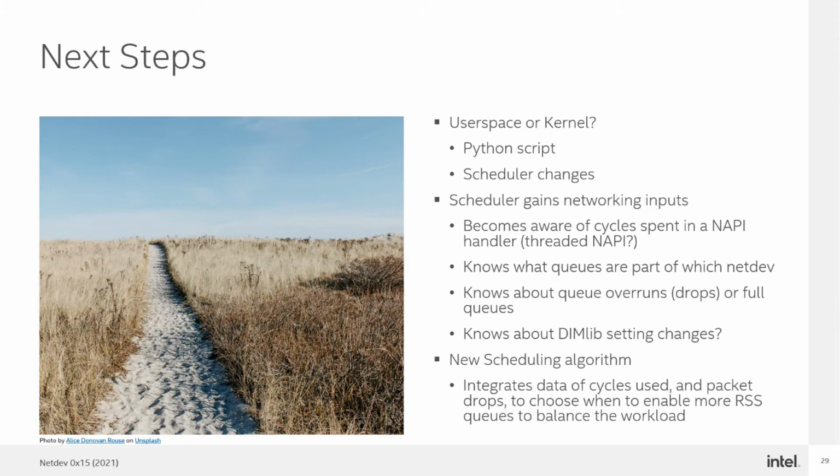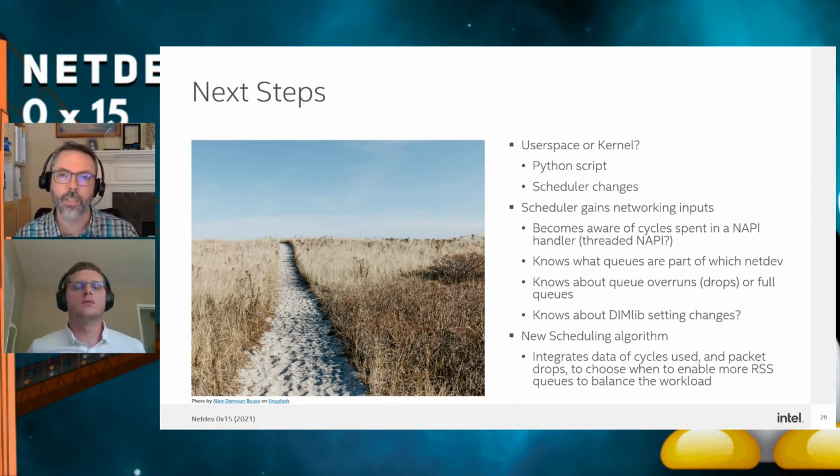It also needs to have knowledge about queue overruns or drops to get feedback about whether the changes that the scheduler made are good or bad. And it's possible it could also know about dimlib or interrupt moderation changes that were occurring. Basically, the scheduler getting involved in setting these interrupt moderation rates because it knows what it's going to be asking the NIC to do next. We figured that this new scheduling algorithm would integrate all these things and choose when to enable more RSS queues and balance the workload that way.